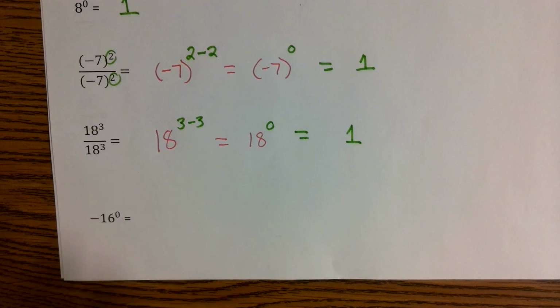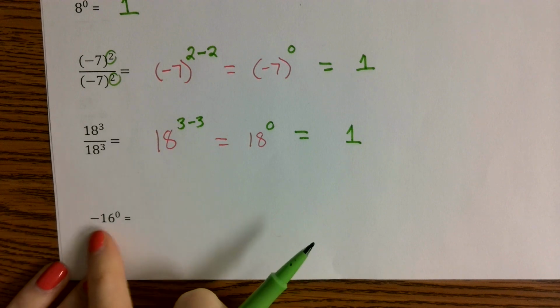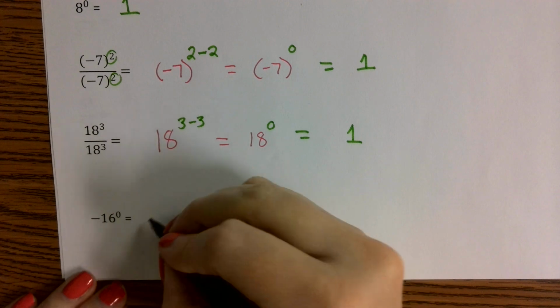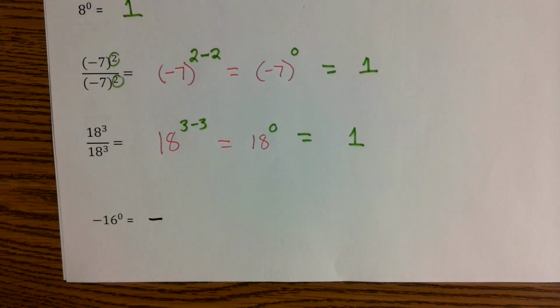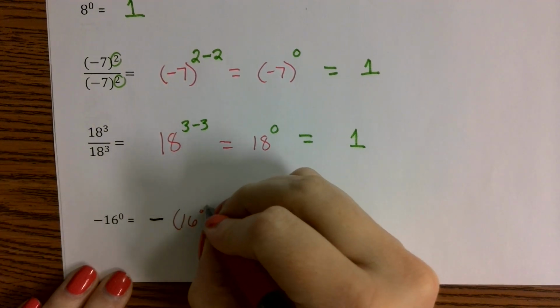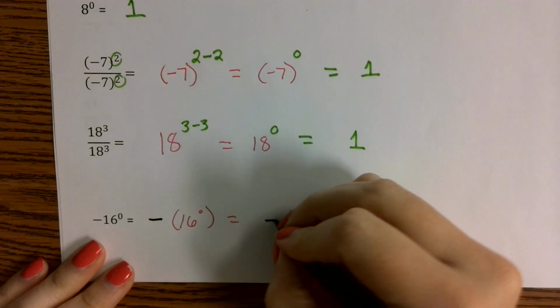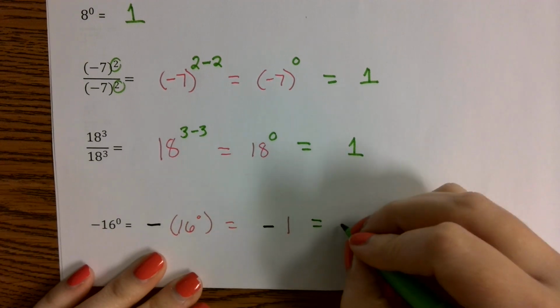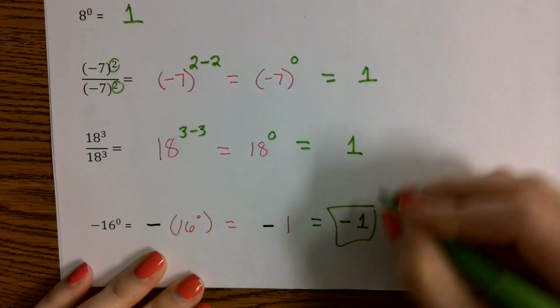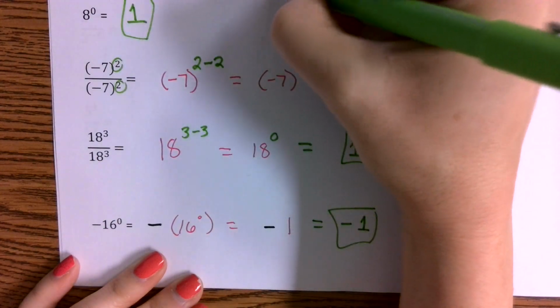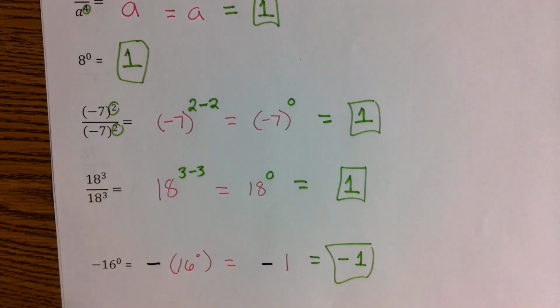Negative 16 to the 0 power. What is that going to equal? Negative 1. Why? Because there is no parentheses. So that basically means you have a negative, and it's 16 to the 0 power. And we know 16 to the 0 power is 1, but you got the negative on the outside, so the whole thing is going to be equal to a negative 1. Okay, so 0 powers, very, very easy. If you have it to the 0 power, it is a 1. Go ahead and flip it on over to the back.